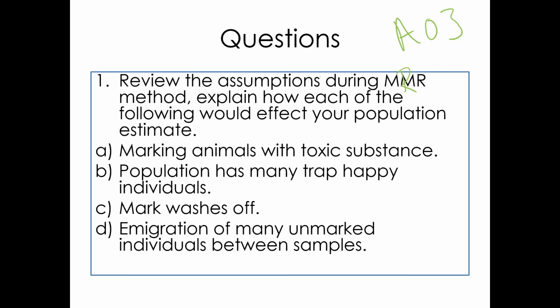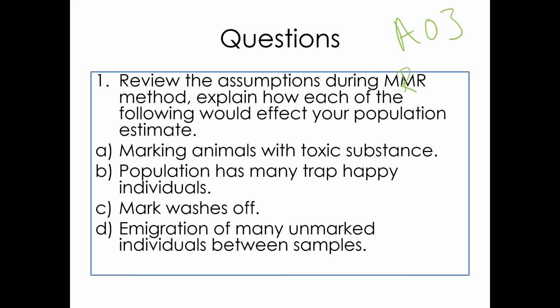Okay, so what about if the mark washes off? We'll start with 100 still, and we've still got 45 in the second sample, so we'll just start with the same numbers. But the mark washes off. So of those 100 that have been marked, the majority of those marks have gone. So now, instead of 30, it would drop. So maybe there's only 5 left with a mark. Again, we should be able to say whether this is an over or underestimate. So it's going to be an overestimate.